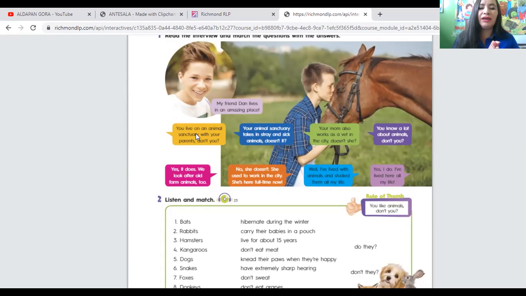According to the first, we say you live on an animal sanctuary. You live, you. It means that the answer is yes, I do. Yes, I do. I've lived here all my life. Very good. Questions about the first activity? No, teacher. Okay. For the second activity, you are going to listen to an audio and match the animals' names that we have here with the complement for the sentence. And you have to include the tag question. Do they or don't they?